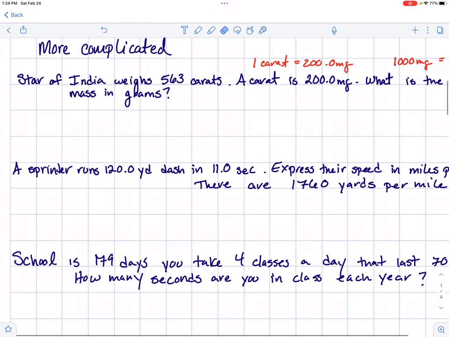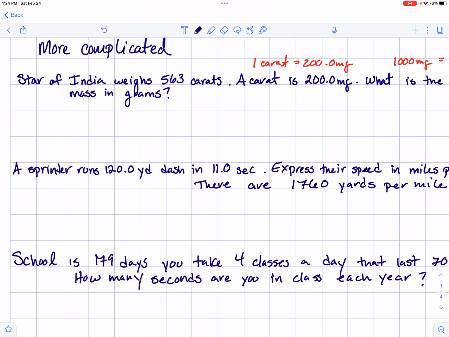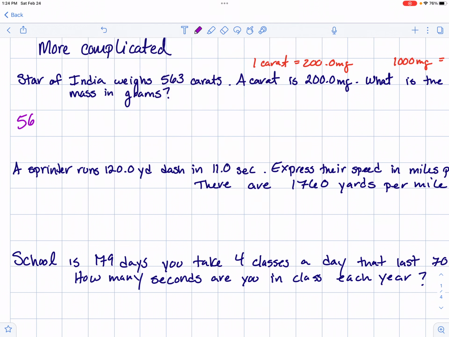So the initial number that I have is 563 carats. That's how much the Star of India weighs. And now I want to get out of carats, and I eventually want to be in grams, but I don't know how many carats are in a gram. So instead, I'm going to use this conversion factor up here because it was given to me, and I know how many milligrams are in a carat.